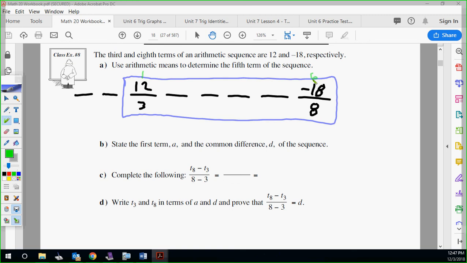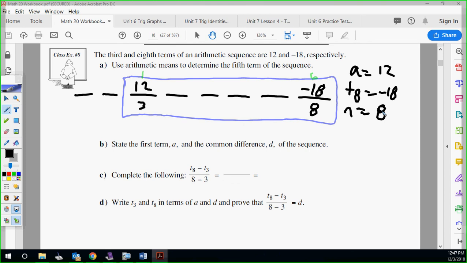Because we want to call 12 what? Why do we do that? Yeah, we want 12 to be our a. Okay, so we're going to go t sub 8. So this is the stuff we have. This is why we're doing it. Our a in this situation is 12. Our t sub 8 is negative 18. Our n is 8. And now we're going to solve to figure out what d is so we can fill in those gaps.